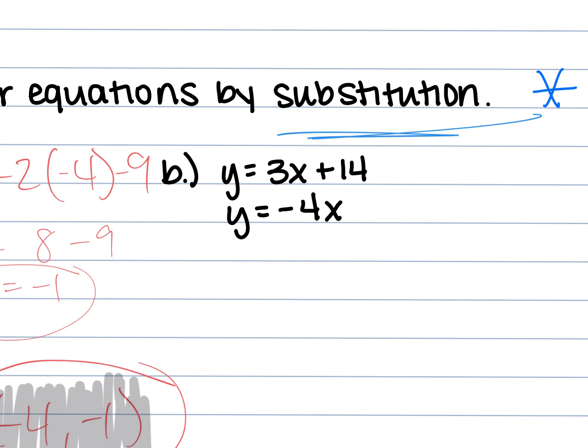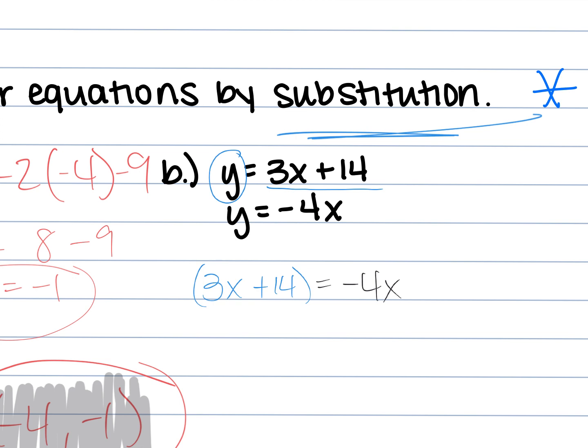Austin, which one would you pick to substitute? Which of those two would you pick to substitute? Just pick one or two. Okay, let's pick the first one. So this y, we're going to substitute 3x plus 14 wherever we see y in the second equation. So it's going to be 3x plus 14 equals negative 4x. So you should have picked the second one, but it would have been the same thing. It does not matter which way you go for this one because they were both isolated for y, okay?